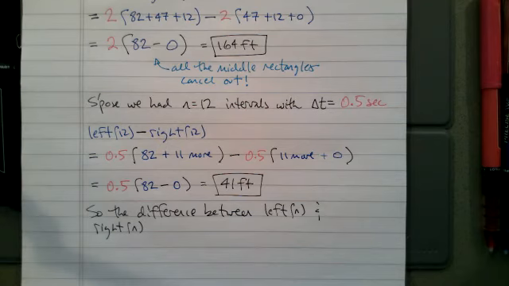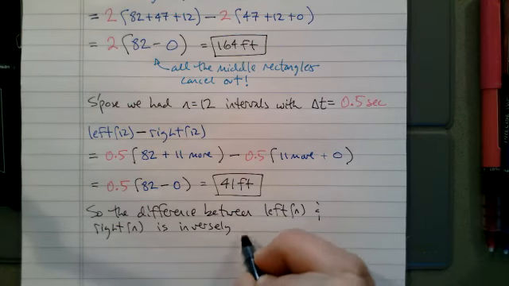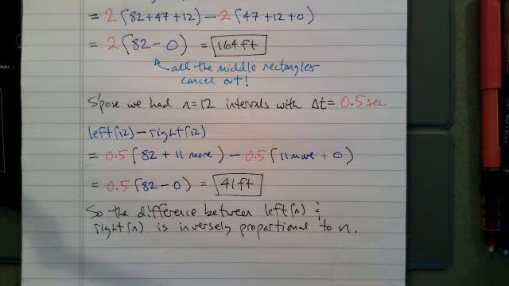Notice that if we multiply the number of rectangles by 4, we divide the difference between left and right by 4. So the difference between left n and right n is inversely proportional to n. The difference between the left and right approximations is inversely proportional to n. That's because the delta t is inversely proportional to n as well. So the difference between left and right is inversely proportional to n, which means it's also directly proportional to the delta t.